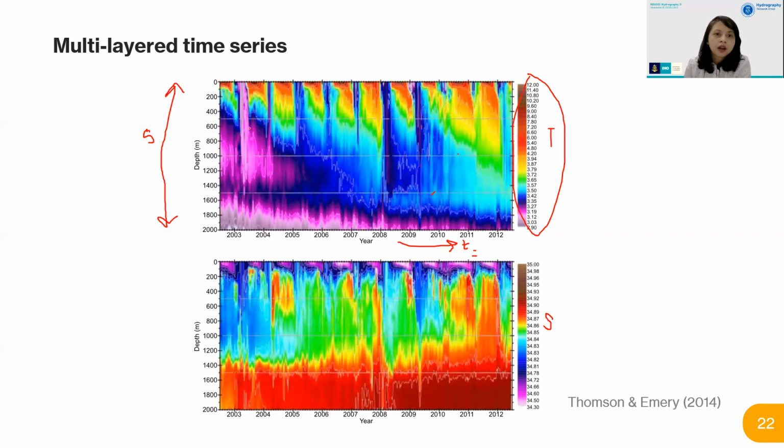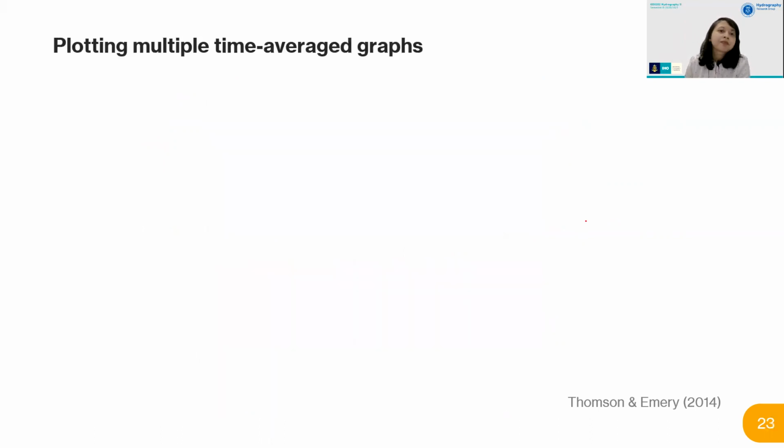So you can see that the trend is actually this block of water, for example, is going hotter and hotter. Okay, it's going hotter and hotter. But this one is actually the salinity. It is also getting more and more saline. So that's what is called multi-layer time series. And then you can plot multiple time average graphs. So instead of having your graph just like that, you can actually process it. You can average it to make, again, seasonal type of analysis.